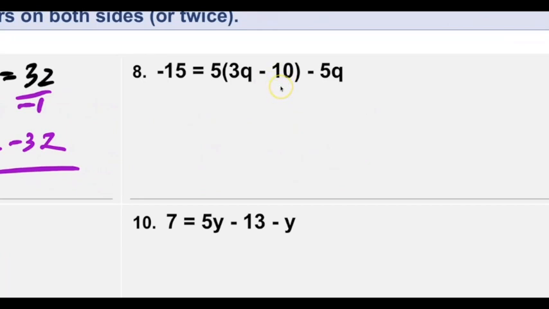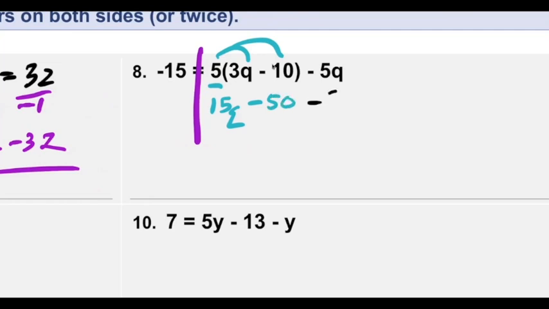So we're gonna solve this one. We're gonna do the exact same thing. Here's my equal sign. First thing I do is distribute this 5 to both of these. 5 times 3q is 15q. 5 times -10 is -50. And everything else stays the way it was.